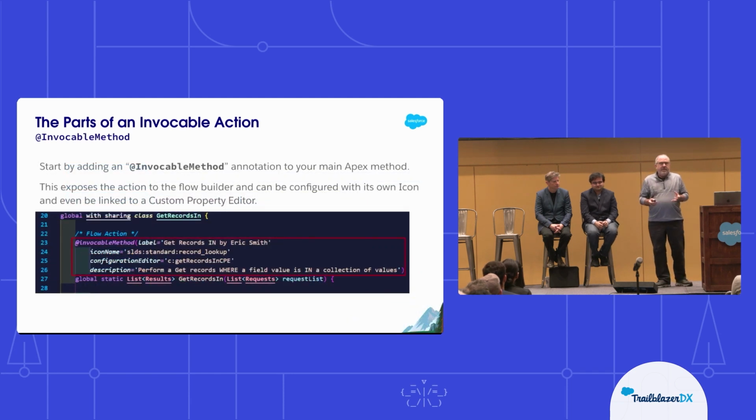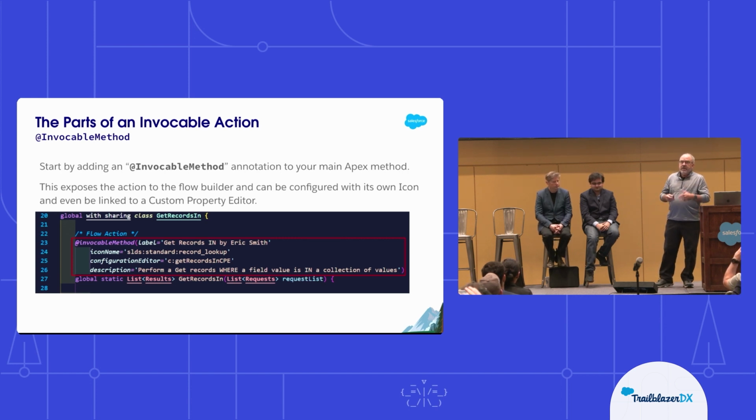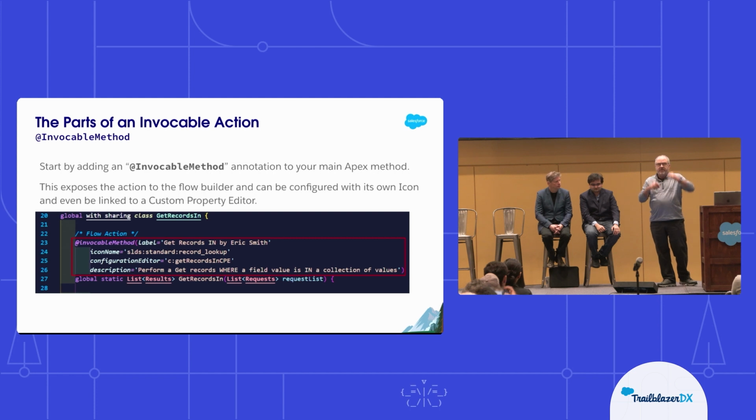So we look at these. Here's an example of an invocable action where we have the invocable method annotation, and there are just a few things we have there. We're giving it a name. That's the label that'll appear when somebody does a search in Flow Builder and tries to find this action. We can also give it an icon if you want to use something other than the standard little Apex symbol, so it looks a little different in the Flow Builder. You can specify that Lightning Web component you might have created for the configuration editor, and then as always, we try to have a description to have a little more information about it as well.